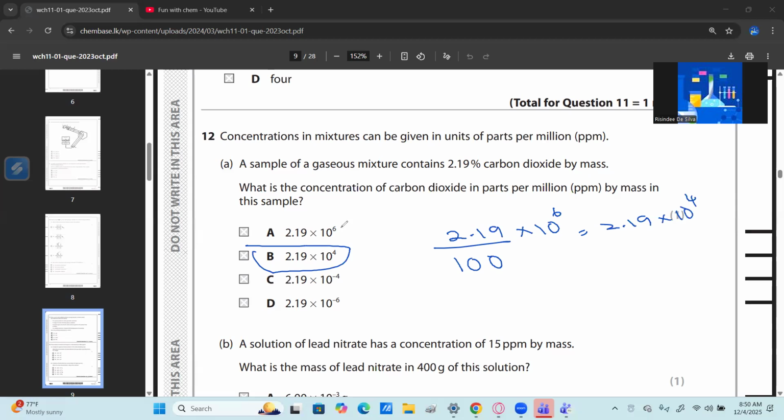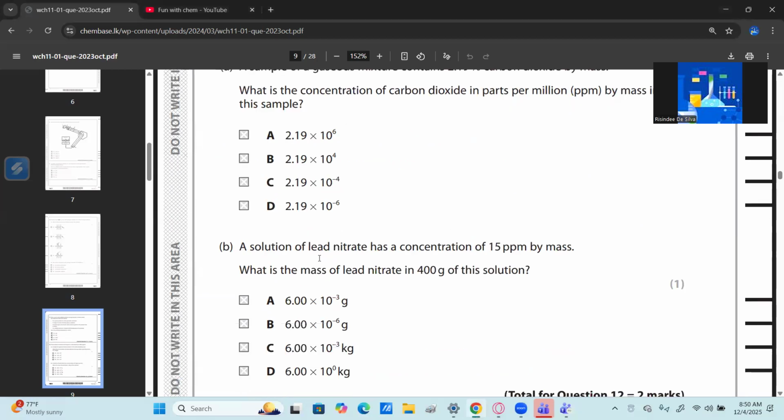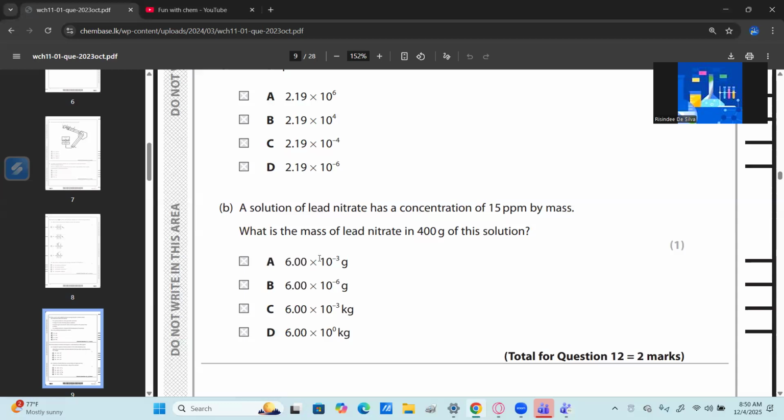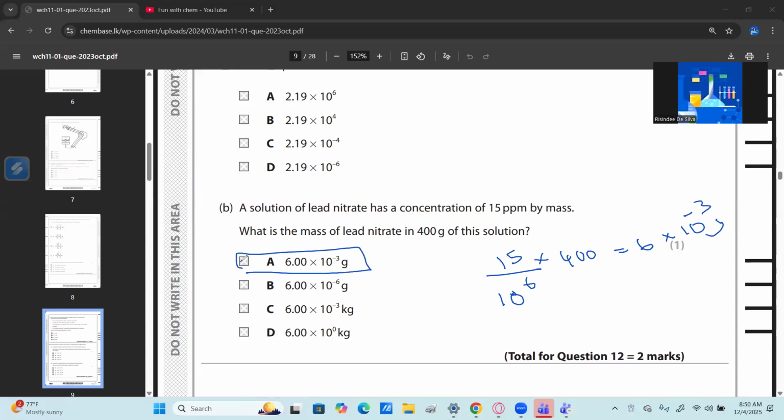A solution of lead nitrate has a concentration of 15 ppm. What is the mass of lead in 400? So children, in a million, it's 15. Then we need to find the mass in 400. Then the answer will be 6 into 10 to the power minus 3 grams. A is the correct answer. So these are the only 2 types of questions you can get from ppm.